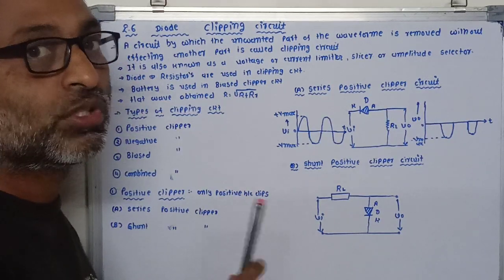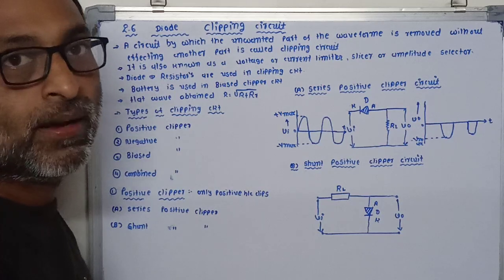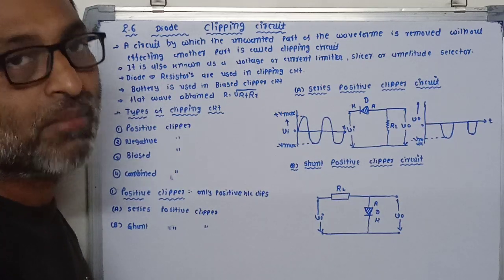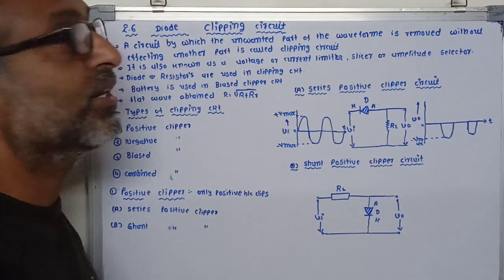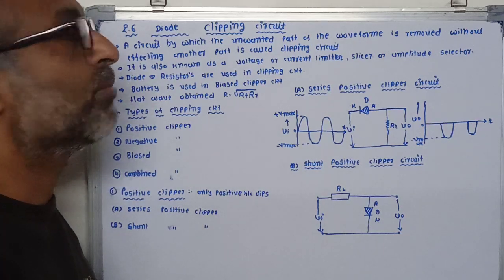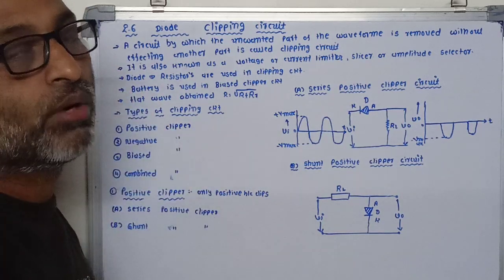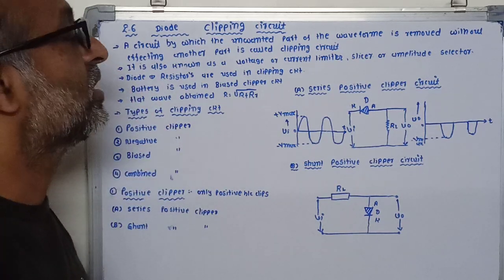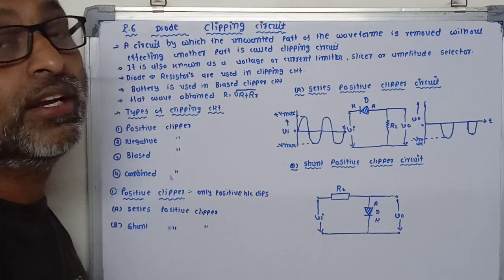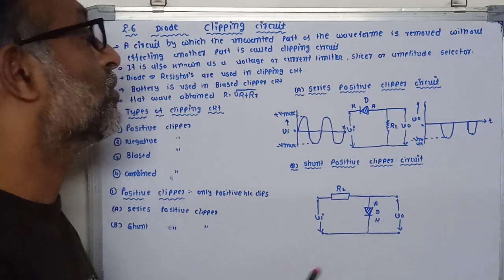Another most important point you should keep in your mind: when the diode is in forward bias, that means a positive voltage is applied to the anode compared to the cathode, it offers very low resistance. But when it is connected in reverse bias, it offers very high resistance. So it is most important.